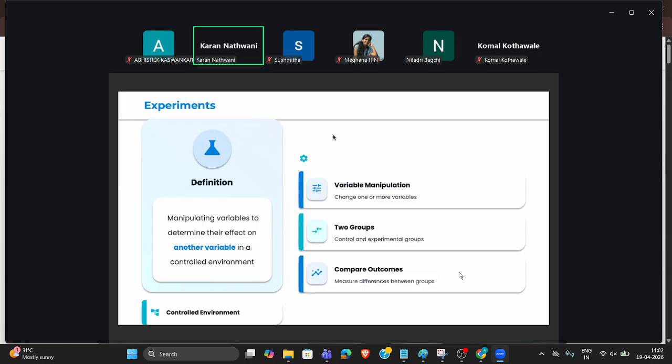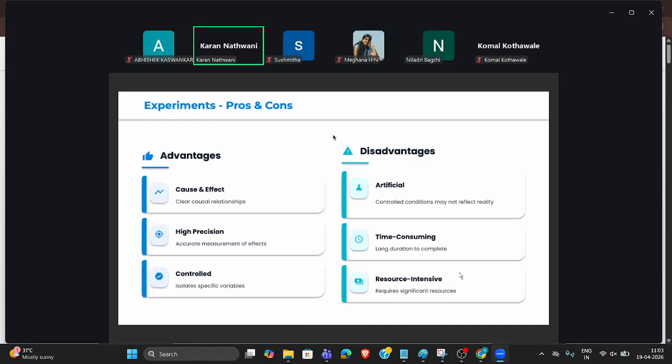So that means the controlled environment has certain disadvantages: it is not giving you the real feel. But yes, to some extent it mimics, but not exactly. So that is what the experiment is all about.